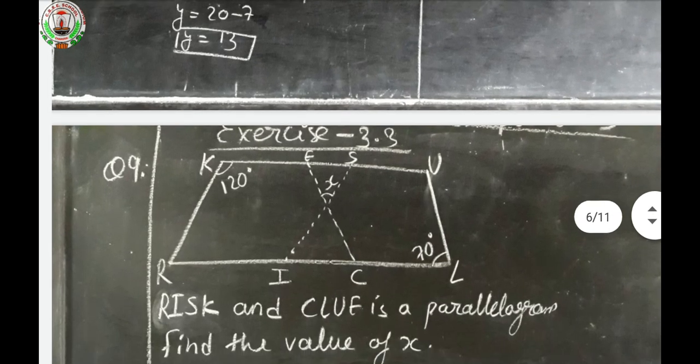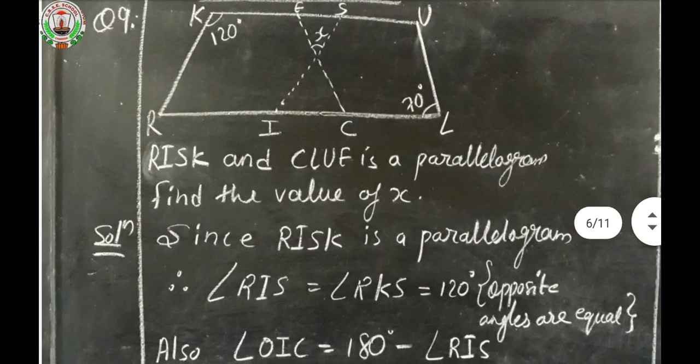Now let's see question number 9. What does it say? We have the parallelogram RISK and CLUE is a parallelogram. Okay, we have to find the value of x. That means two parallelograms are drawn in the same figure. Okay, so RISK and which one? CLUE is the second parallelogram. So for both the parallelograms we have to find the value of x.